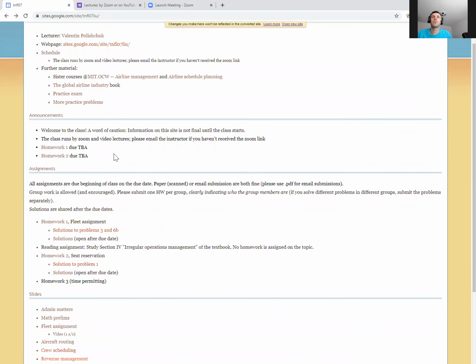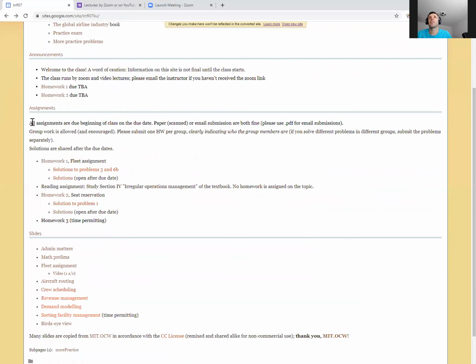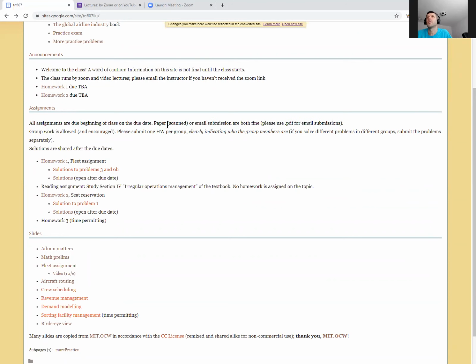Okay, announcements as usual. I don't expect too much on these announcements. Well, basically the due dates for the homeworks, which I will also be announcing in class and emailing and so on. So all the usual here. Again, this text is pretty standard for my class and I guess for other classes. So assignments are due on the due date, scanned or email, well, paper scanned or email submission are both fine.